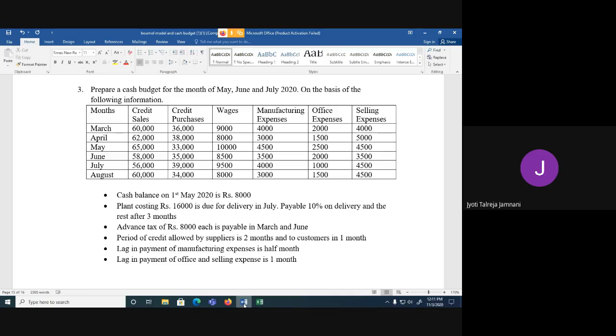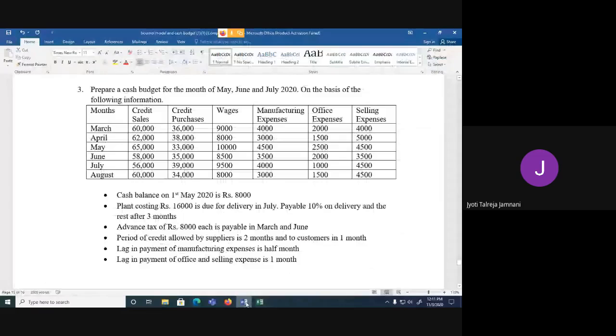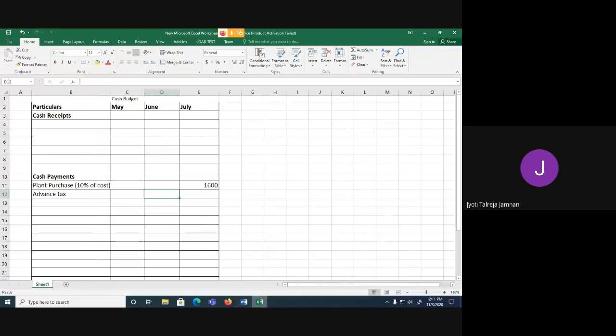Okay. Advance tax of rupees 8,000 each is payable in March and June. So payable means it will again go on the payment side, and we are paying advance tax. It is payable in March and June. So for March, we are not preparing a cash budget, we're not bothered about March. Here we are bothered about June because June is in the purview of our cash budget, and we have to pay 8,000 rupees in the month of June.